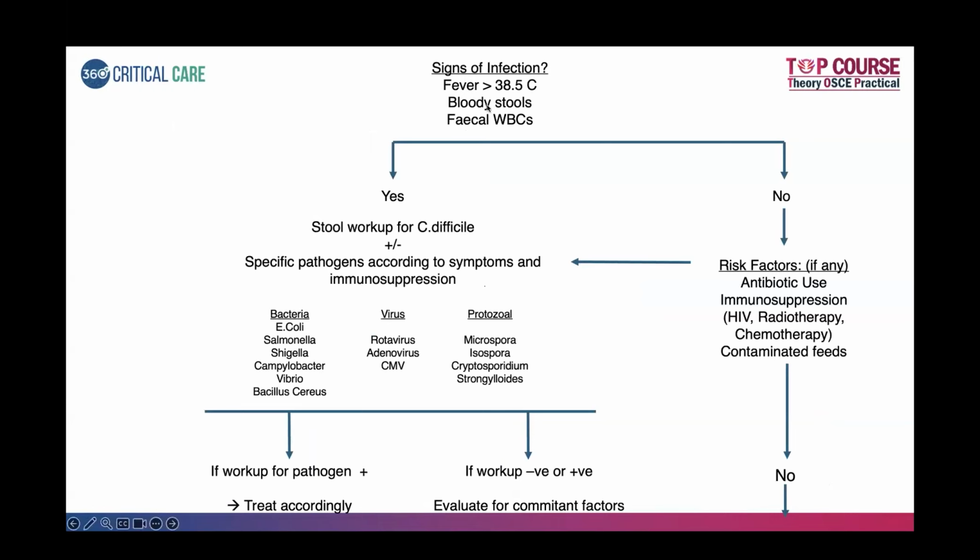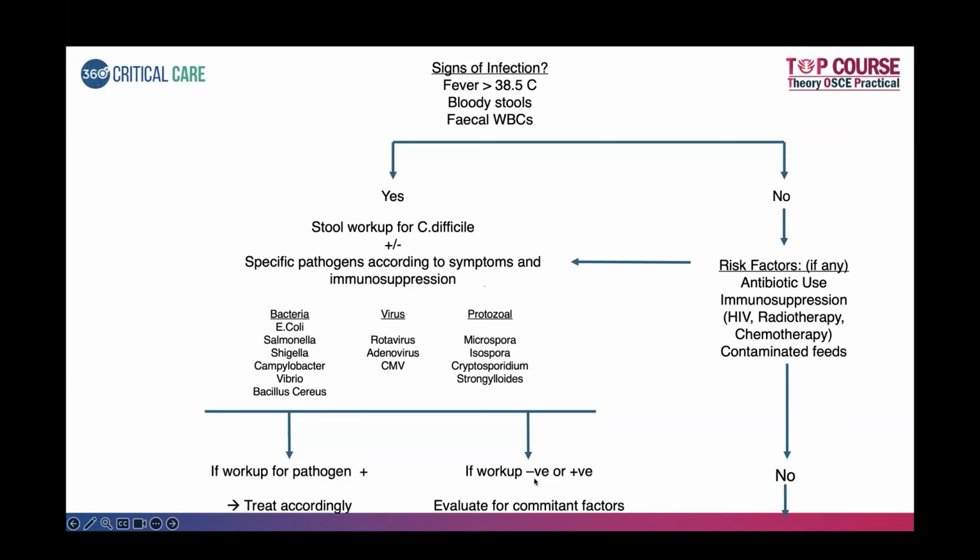Temperature more than 38.5, bloody stools with fecal RBCs. If it is present, then you need to do a stool workup for C. difficile and specific pathogens according to the symptoms and immunosuppression state. So bacterial infections you need to consider are E. coli, Salmonella, Shigella, Campylobacter, Vibrio or Bacillus cereus, viral, rotavirus, adenovirus or CMV, and protozoal like Microsporidia, Isospora, Cryptosporidium, and Strongyloides. So if the workup is positive for these pathogens, then you treat them accordingly.